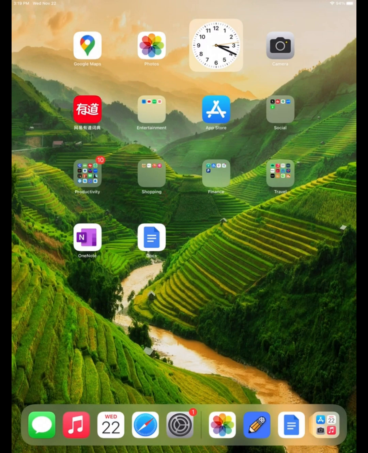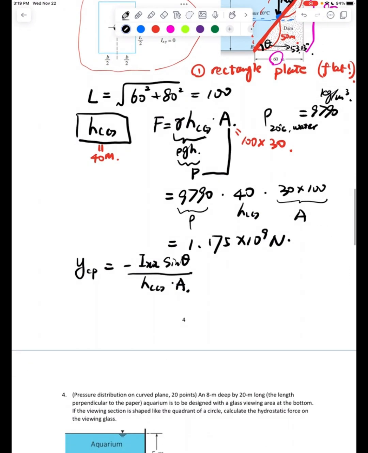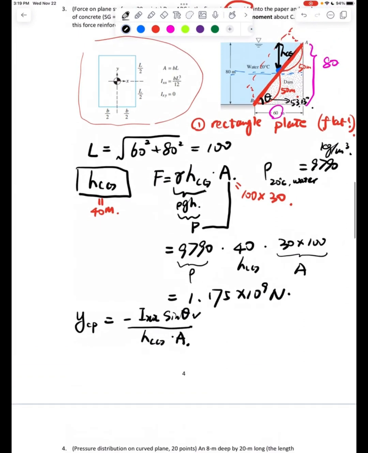You can either use 80 over 100, your theta is here, or you can use your calculator to calculate this theta, which is 53.13 degrees. So sine theta we will be able to know, and because L and B are known, your Ixx can be calculated, and HCG we know and A we know, so it can be calculated.